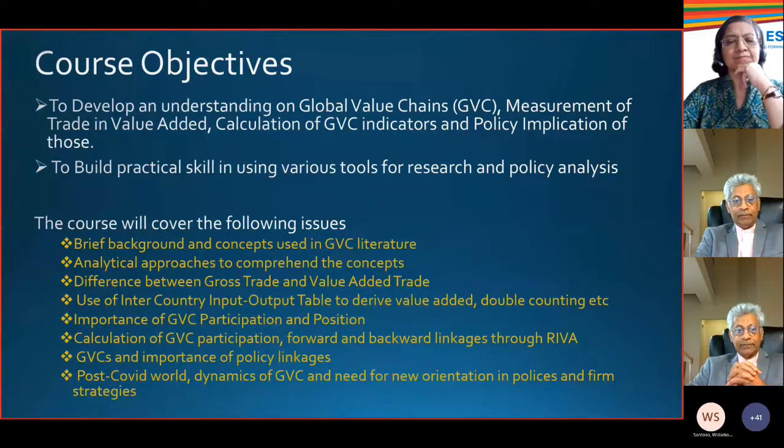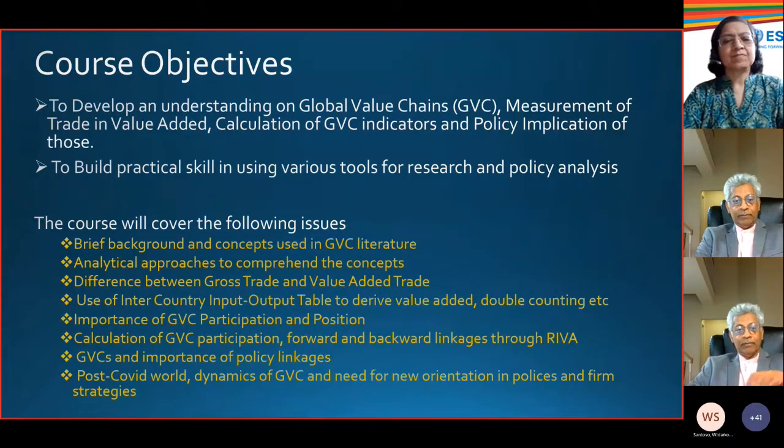So we focus mostly on the analytical approaches, and our main agenda at the beginning will be basically to identify challenges of gross trade based analysis. So there could be a substantial overestimation of the exports and imports if we basically focus on the gross value of exports and imports.